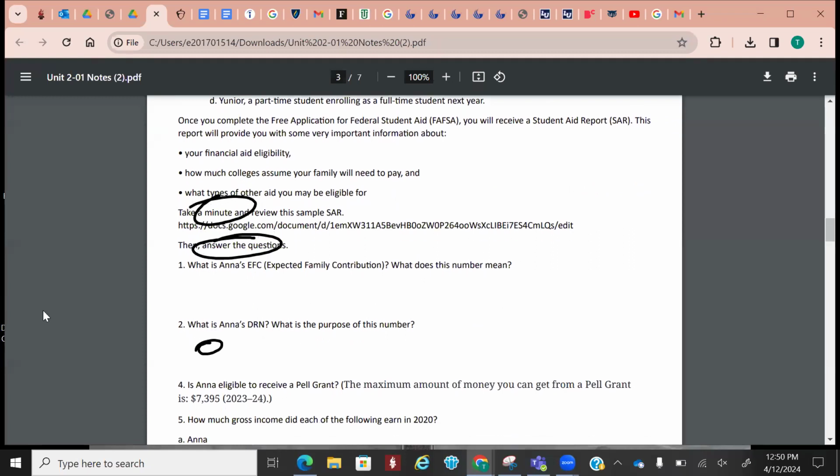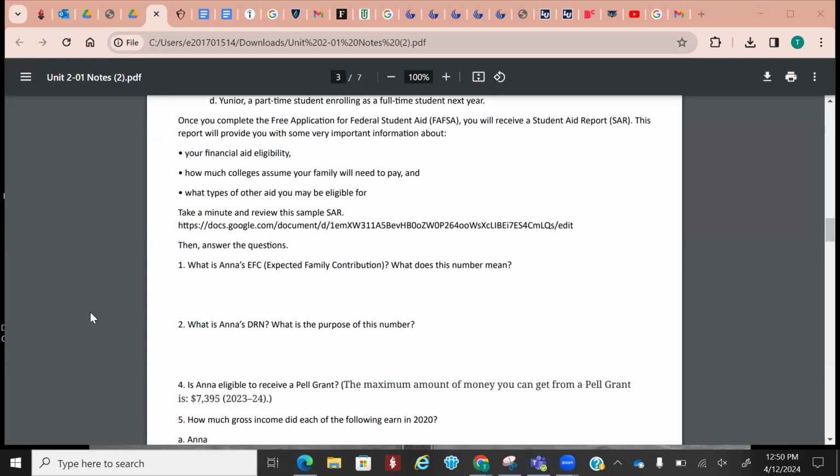Okay. So once you complete the FAFSA, you're going to receive a Student Aid Report, which is a SAR. This report will provide you with some very important information about your financial aid eligibility, how much college assumes your family will need to pay, and what types of other aid you might be eligible for.